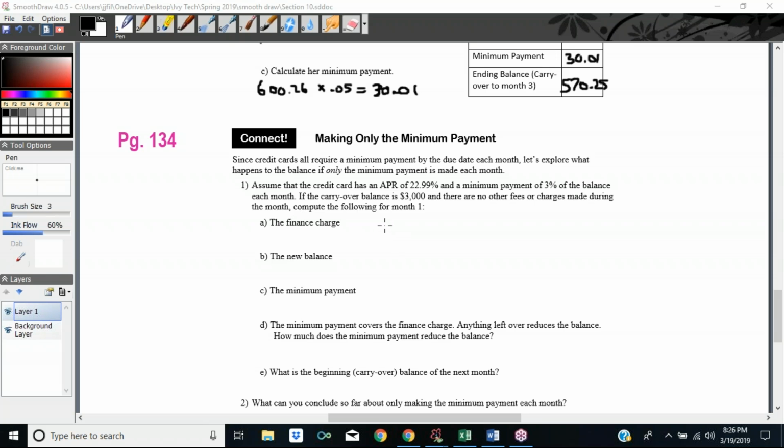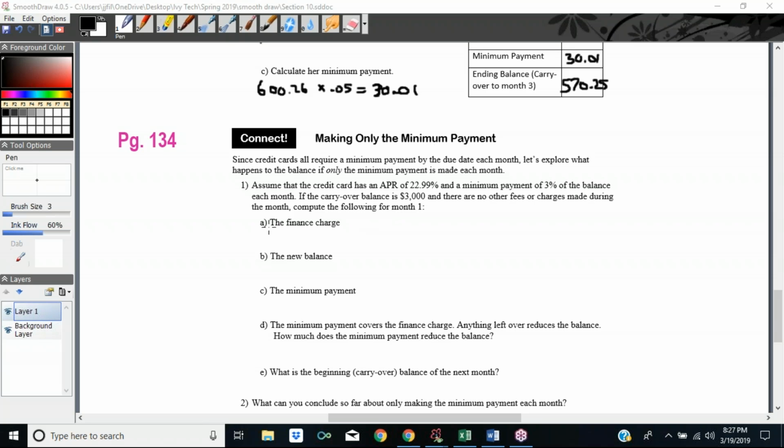So it says here, since credit cards all require a minimum payment by the due date each month, let's explore what happens to the balance if only the minimum payment is made each month. Okay, so we're going to look at this 22.99% APR and a minimum payment of 3% and see what happens with this carryover balance of $3,000.